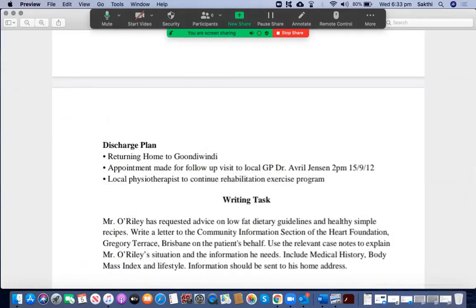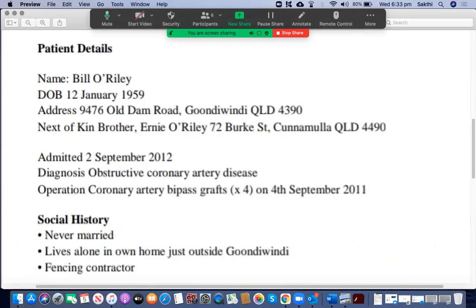Let me see the addressee. He has requested advice on low-fat dietary guidelines and healthy simple recipes. Write a letter to the community foundation information section, Brisbane, on the patient's behalf. Use relevant case notes to explain the situation and the information he needs. I think in this case you don't need to include that, because you just need to get this information about lifestyle modifications, body mass index and medical history. That's it, so it's not needed. You don't need to mention this. That's fine. Admitted, that's okay. Diagnosis, obstructive coronary artery disease. Did you mention this in your letter?